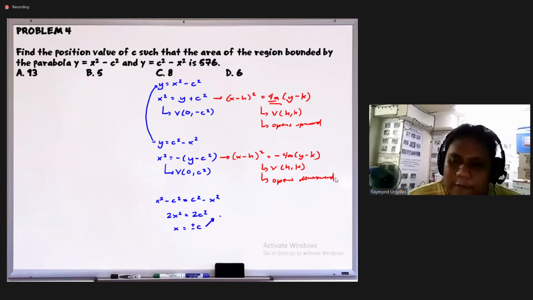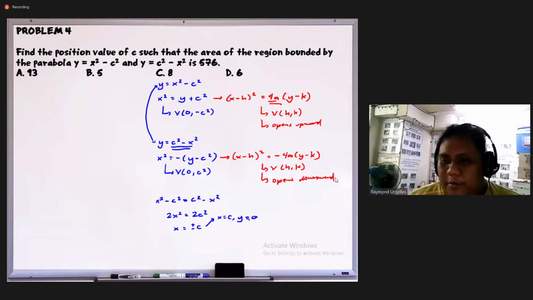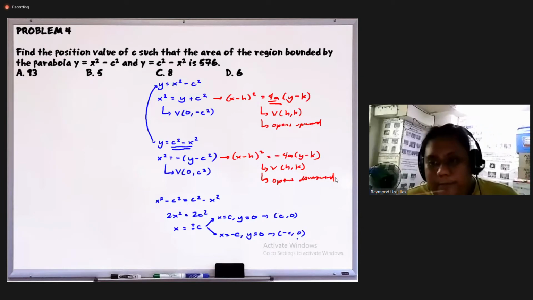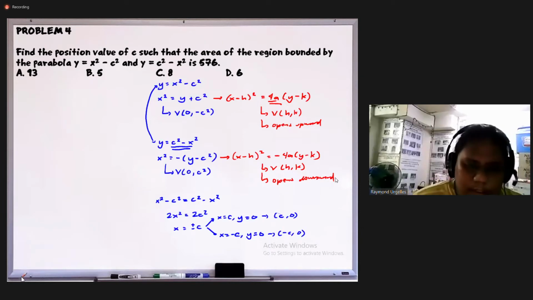Diba? So for x is equal to positive c, ano ilalabas na value ng y? So we can just use this equation. So y is equal to 0, kasi c squared minus c squared is 0. Pag ang ginamit naman natin is x is equal to negative c, ganun din yung lalabas na y. Y is 0. So therefore, this is at (c, 0), then this one is at (negative c, 0). Okay ba? So which means, pag ginraph natin to, okay?